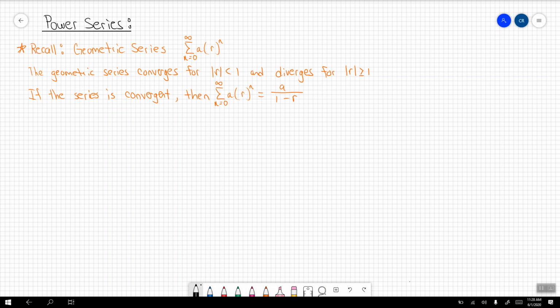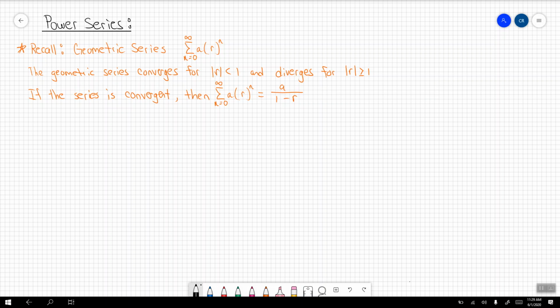One of those things was that the geometric series does converge when the absolute value of the common ratio is less than 1. And it diverges for any absolute values of that common ratio greater than or equal to 1. Now, we then said, if the geometric series is convergent, then it will converge to this formula right here, which is a, that first initial term, divided by 1 minus r, where again r was that common ratio that we were initially observing.